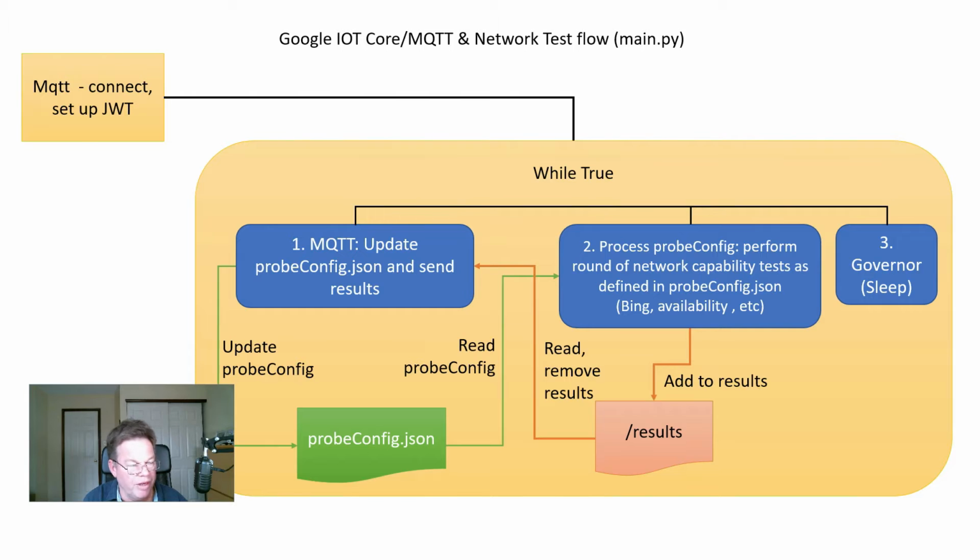Again, that's part of the probe config information, and I probably don't want this to loop more than once every 5 minutes, so I'll probably set a default for that governor to make sure the loop doesn't occur more than once every 5 minutes.